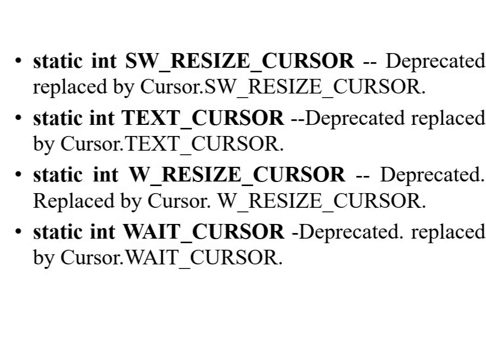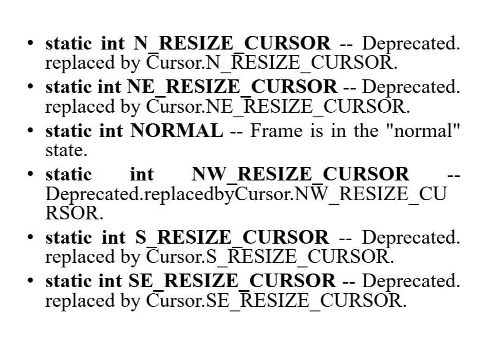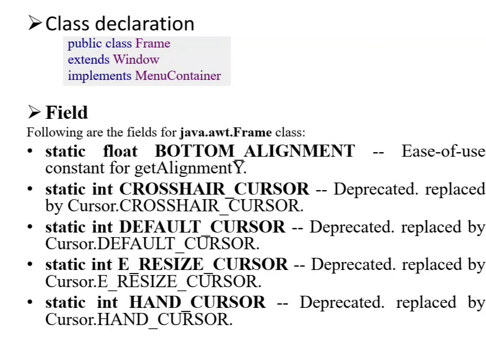Static int TEXT_CURSOR, deprecated, replaced by Cursor.TEXT_CURSOR. Static int W_RESIZE_CURSOR, deprecated, replaced by Cursor.W_RESIZE_CURSOR. Static int WAIT_CURSOR, deprecated, replaced by Cursor.WAIT_CURSOR. This is all about the fields for the java.awt.Frame class.